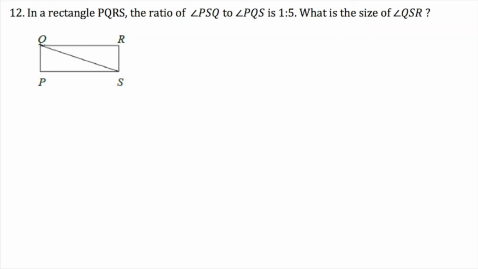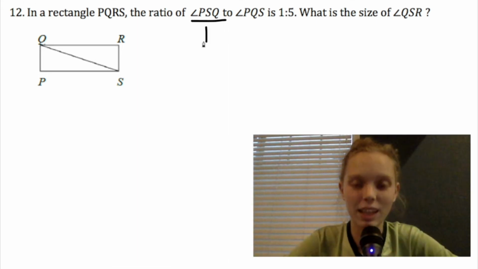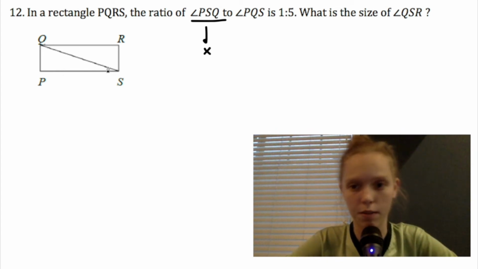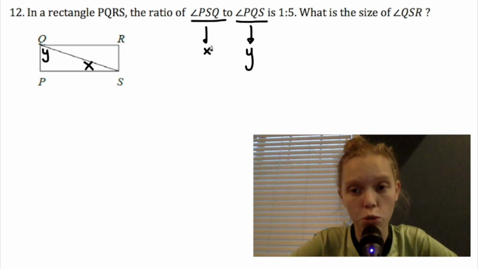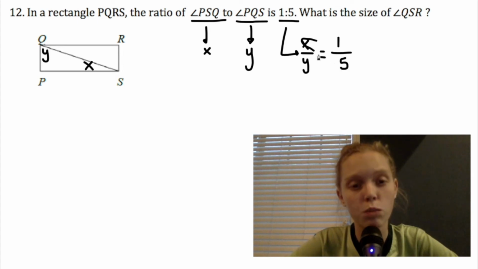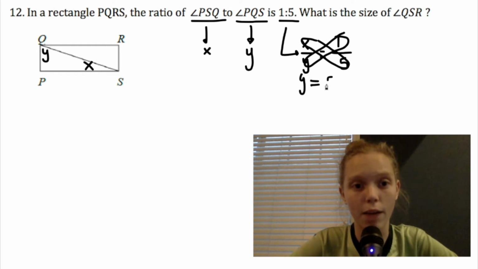Problem 12 asks us to find the size of angle QSR. To begin, let's assign the various angles variables. Angle PSQ will be x, and angle PQS will be y. Now, it's time to relate these two values, and we can use the ratio in order to do so. The ratio is 1 to 5. This means that x over y is equal to 1 over 5. If we cross-multiply this equality, we get that 5x is equal to y.